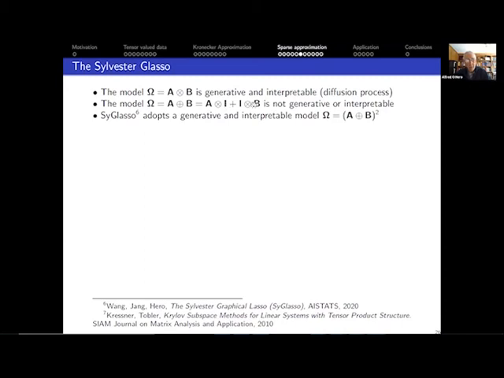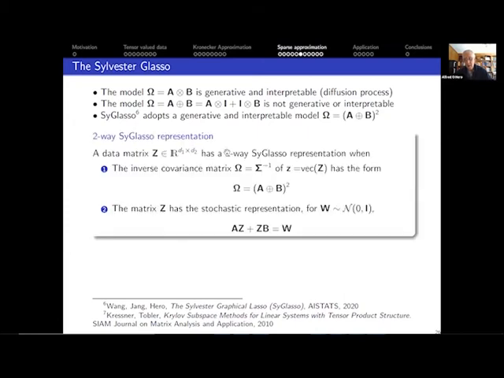However, the Kronecker sum, despite the fact that it's so fast, is not generative or especially interpretable. The Sig lasso makes this into a generative model by assuming that the omega is the square of a Kronecker product. So this, for the two-way case, can be explained as follows.